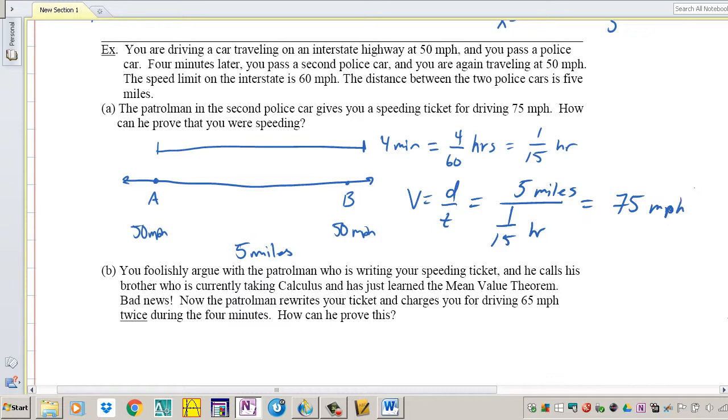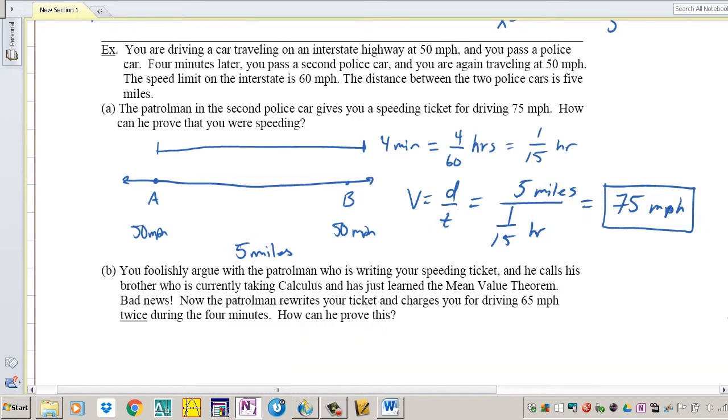This cop was able to communicate with the other cop, and they were able to find out that you traveled 5 miles in 4 minutes. Cop B is apparently really good at mathematics, and he found out that your average speed from point A to point B was 75 miles per hour. So he gave you a ticket.